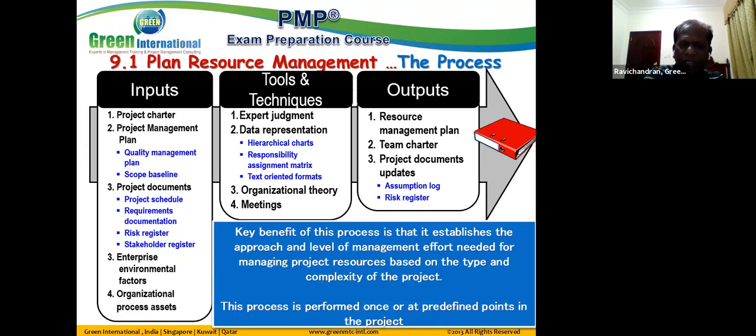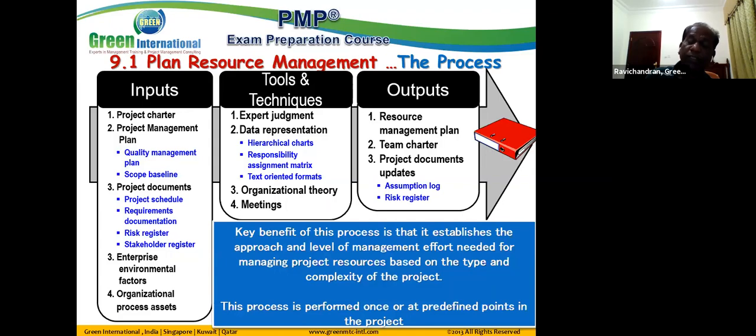Data representation technique: one of the commonly used techniques is the hierarchical chart. We come up with a project organization chart. That's a hierarchical chart that I will show you later. And then the responsibility assignment matrix, a detailed chart showing who is responsible, who is accountable, who has to be consulted, who needs to be informed. That kind of detailed responsibility matrix can be developed. It's called a RAM matrix, responsibility assignment matrix.